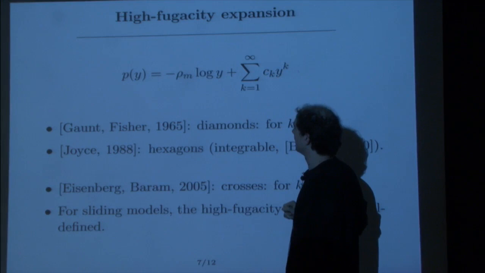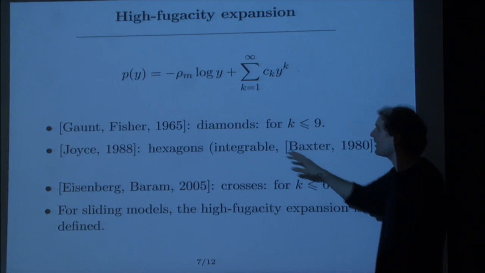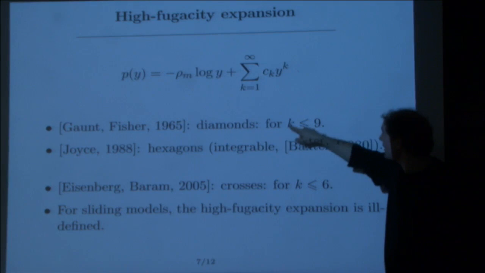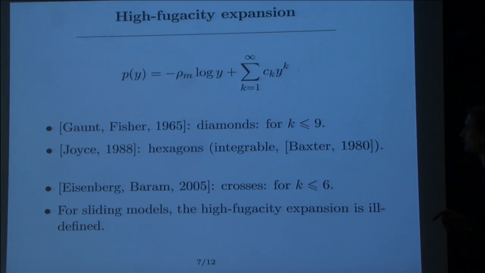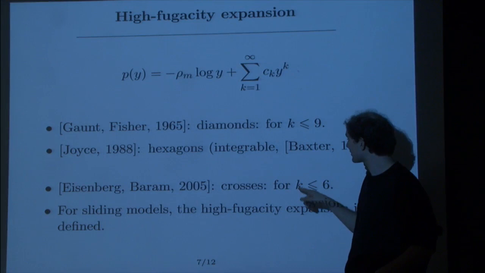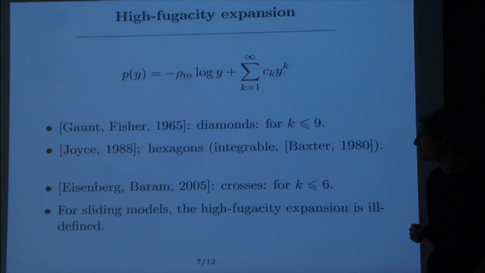This expansion, to our knowledge, was first introduced by Gaunt and Fisher in 1965 for the hard diamond model. That's the first model I told you about, where they looked at this expansion up to order 9. This was later studied for hard hexagons. It's a part of this long and rich paper by Joyce. The hard cross model, the third nearest neighbor exclusion, was treated up to power 6 by Eisenberg and Baram.